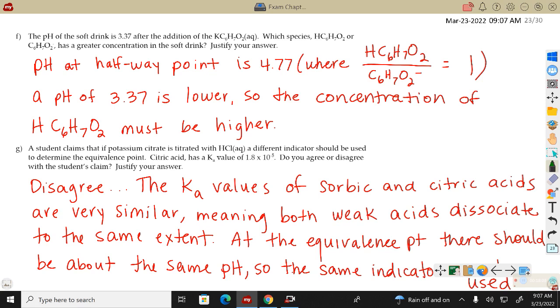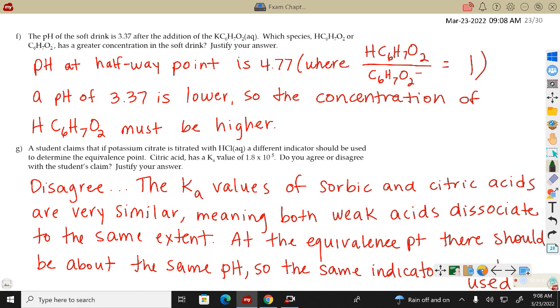And so there are a couple ways we can think of this. At the halfway point, I would have had that 1-to-1 ratio, and the pH is 4.77. But in this case, where I'm adding the acid and base, the pH is a little bit lower. And so if the pH is lower, then the concentration of the acid must be a little bit higher. There must be more acid than base.